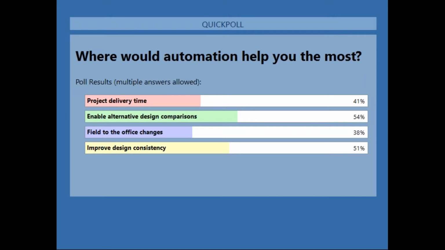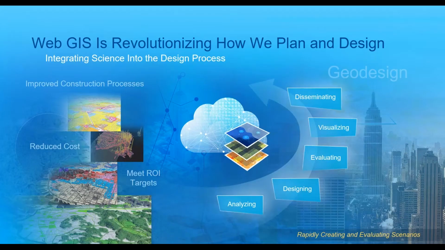It looks like enabling alternative design comparisons and improving design consistency. That's what we hear a lot about from telecommunications companies. Those are the hot ones, although project delivery time and field to office changes was equally as important there. So that's great. What I'd like to do now is turn it over to Patrick Hulls, and Patrick will tell you a little bit about the technologies that GIS brings that can be leveraged and help you in automating some of the design and planning processes.